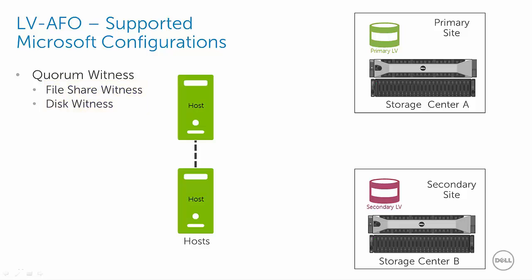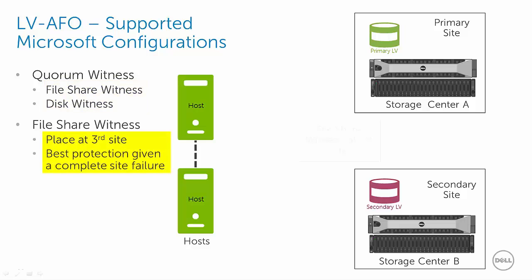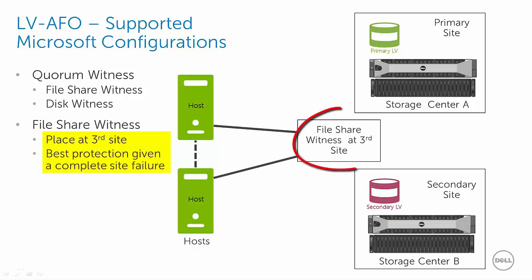With Live Volume Auto Failover, the best design is a file share witness that is configured at a third site. Given a site failure, the surviving site will have continuous, uninterrupted access to the file share witness. This is the most fault-tolerant design for both physical clusters and guest VM clusters.